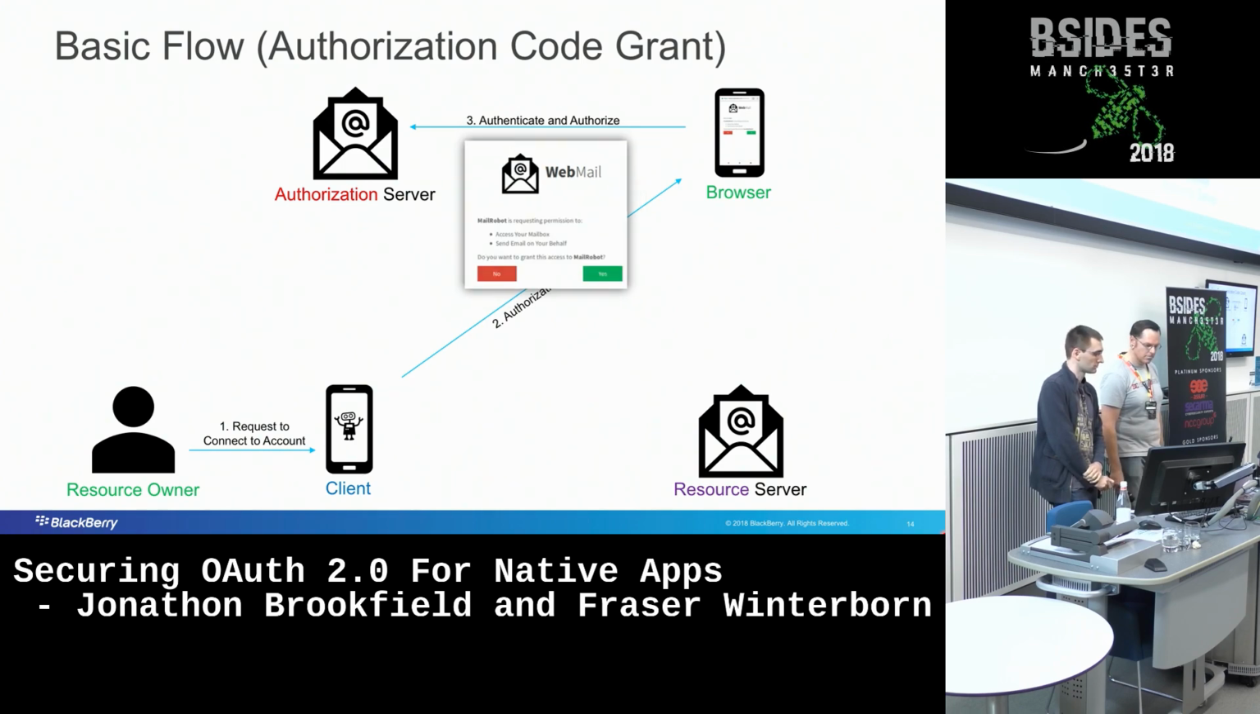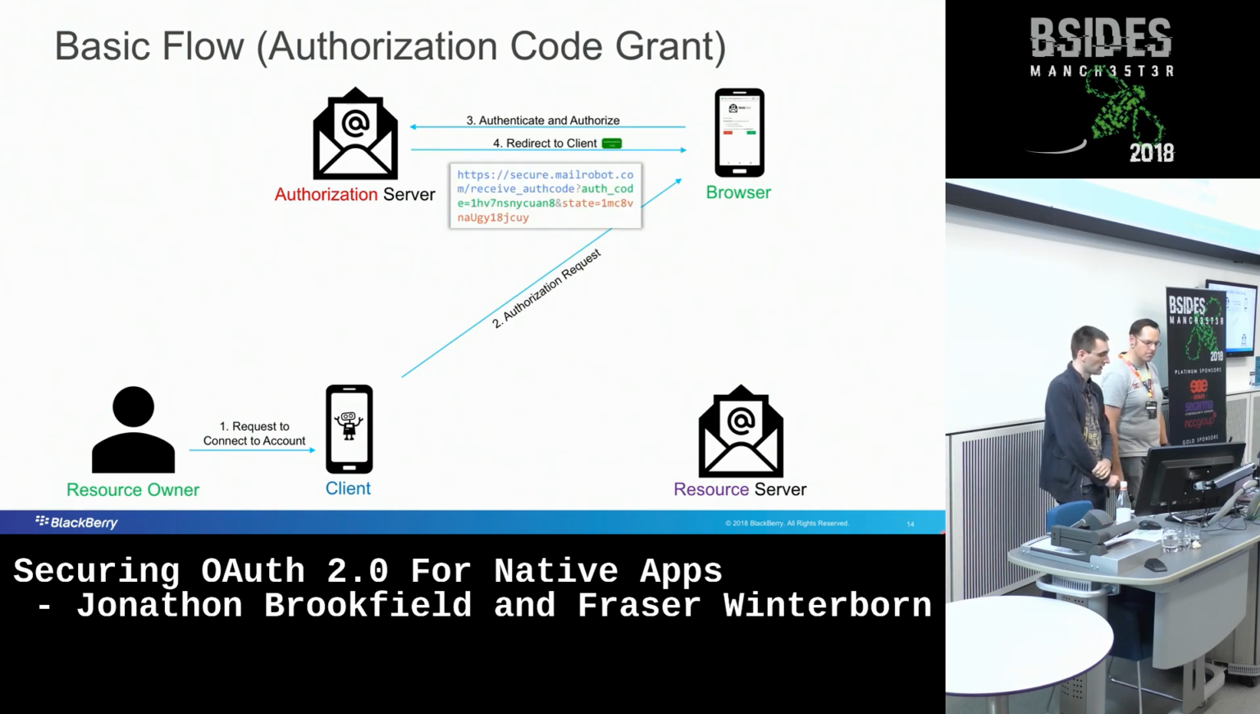So they sign in. And then we get the authorization prompt. And this is where you're granting the authorization to the client. So the scope that's been given here is access to the mailbox and sending email on their behalf. So, assuming that's successful, the user presses yes. The authorization server will send a redirect back to the browser to send it to a URL with the auth code embedded in the URL.